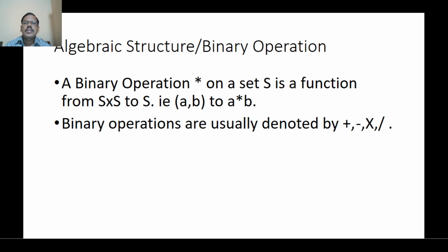Suppose I take star as addition and S as Z. Then the binary operation addition on the set Z is a function from Z cross Z to Z. That means 2 plus 3 is mapped to 5, 10 plus 5 is mapped to 15, and 1 plus 3 is mapped to 4, like that.